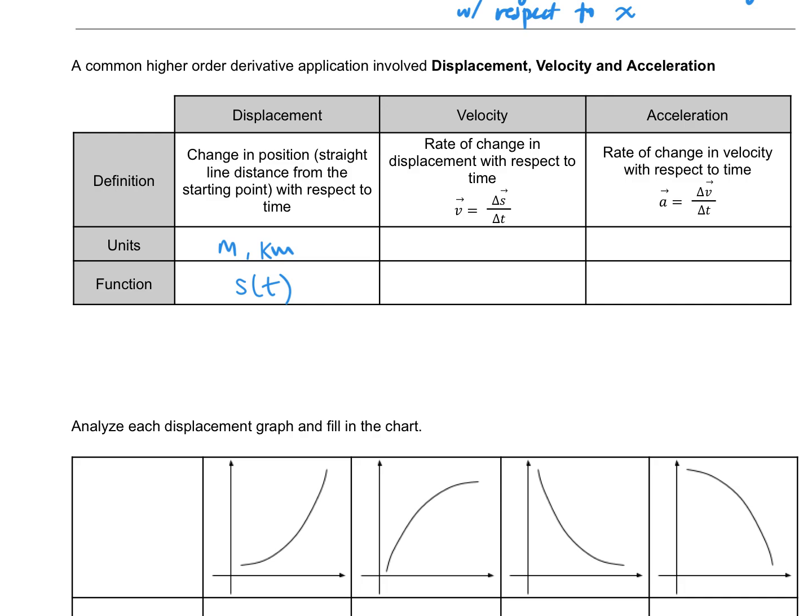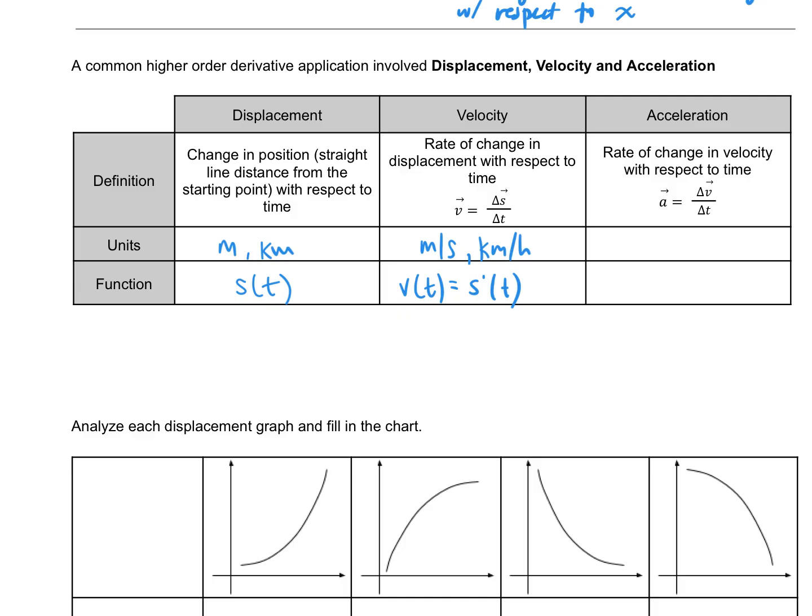Now, velocity is the rate of change of the displacement with respect to time. So how much did the position change versus how much did the time change? So change in displacement over change in time. And the units are going to be maybe meters per second or kilometers per hour or kilometers per second, something distance related over something time related. And the function we use for that is v at t for velocity. But because velocity is the rate of change in the displacement, it's the first derivative of the displacement function.